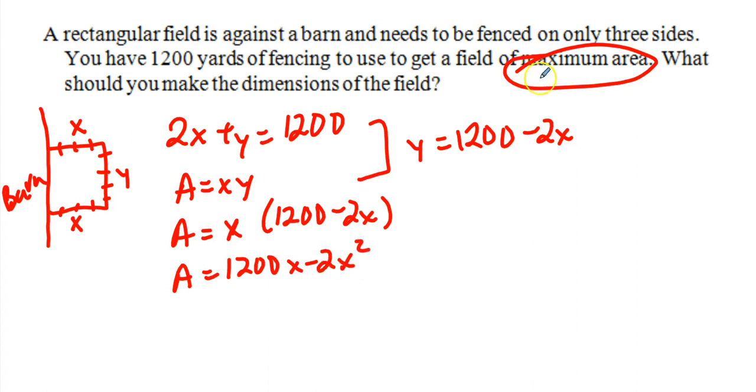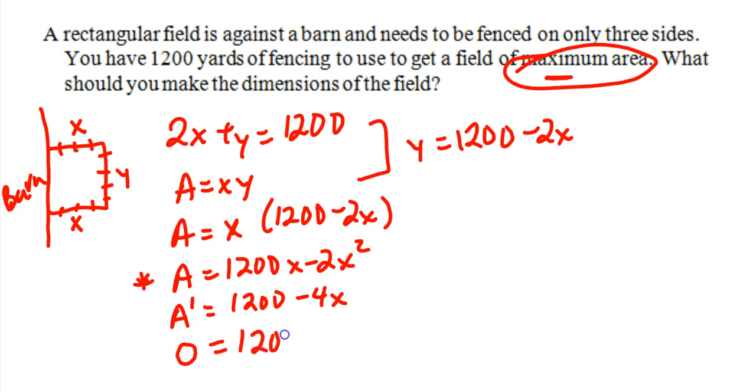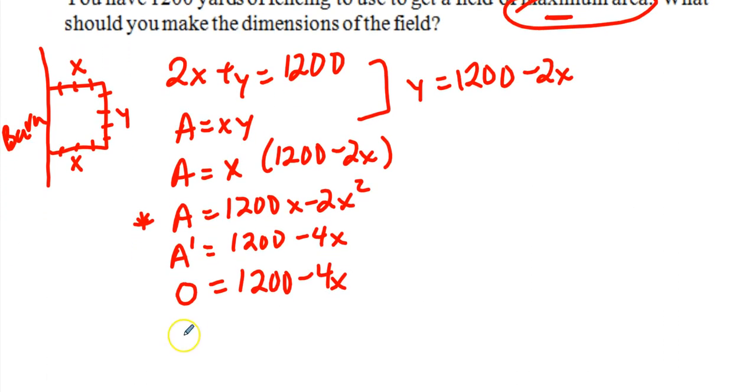Now we're going to use our calculus here. We're going to find our maximum area. So this is what we want to take the derivative of. So the derivative of A is equal to 1,200 minus 4x. And again, we're looking for our maximum, so we want to set that equal to 0 to find our critical numbers. And we want to go ahead and solve for that. So negative 1,200 equals negative 4x. Therefore, x would be 300.